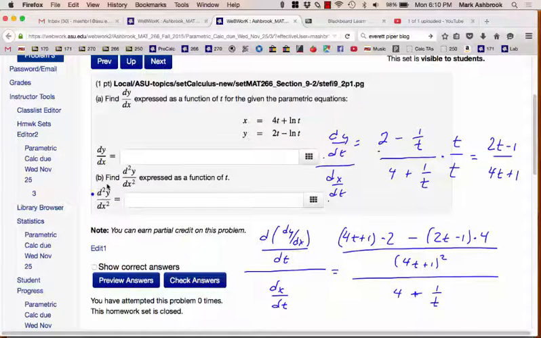So what is that giving us? The rate of change of the rate of change with respect to x, but in terms of t, in terms of the value of t. Questions on this one? Yeah?